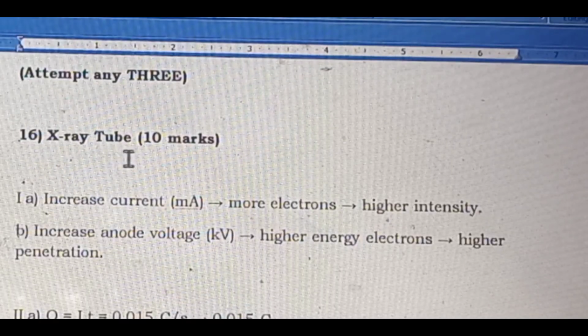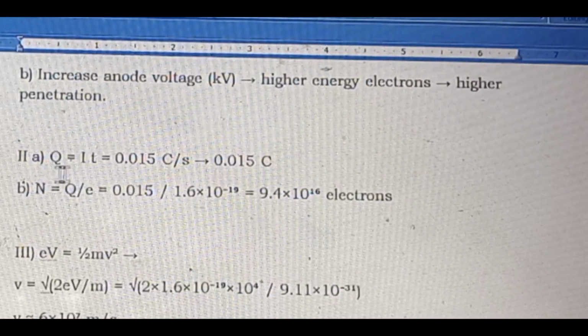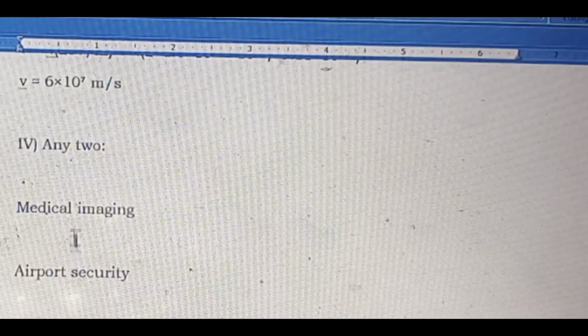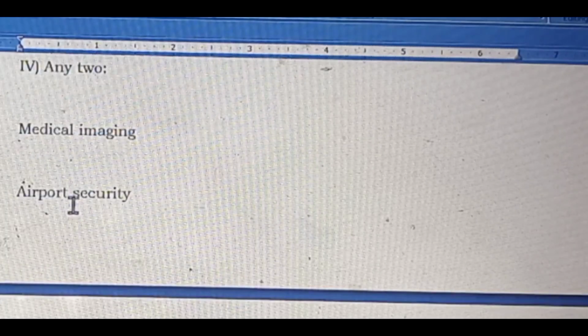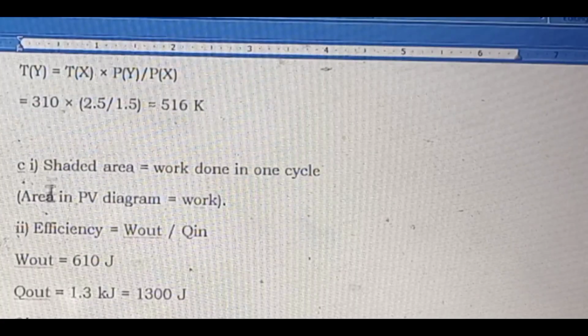The question about the X-ray tube, this is their solution. A, B, I2, A, this is a solution. B, this is a solution. I3, this is a solution. And the IV, this is a solution. Question 17 about the thermodynamic cycle. A, this is a solution. B, this is the correct answer. C, I1, this is the answer. I2, D.